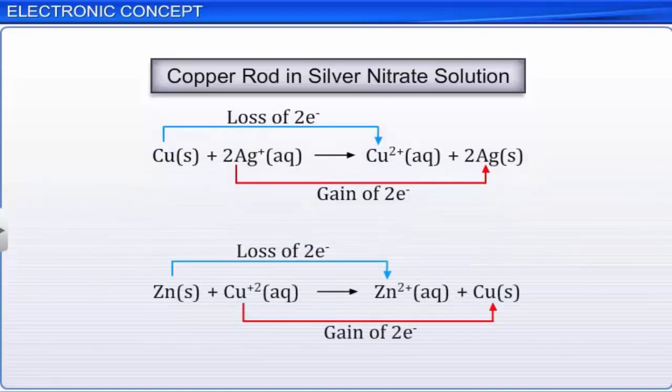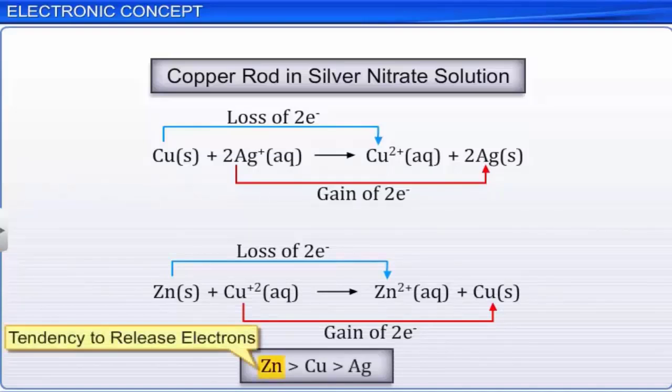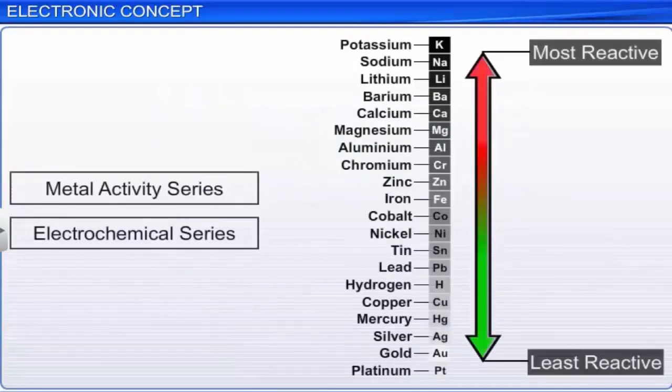From the above experiments, we can conclude that among the three elements, zinc, copper and silver, zinc has the greater tendency to release electrons than copper and silver. This suggests that metals differ in their tendency to release electrons. Depending on the tendency of the metals to release electrons, metals are arranged in the form of a series. The series obtained when the metals are arranged in the decreasing order of their ability to donate electrons is known as the metal activity series or electrochemical series.